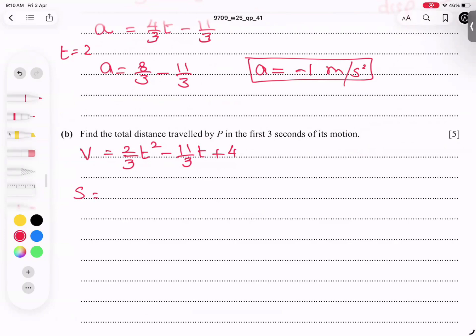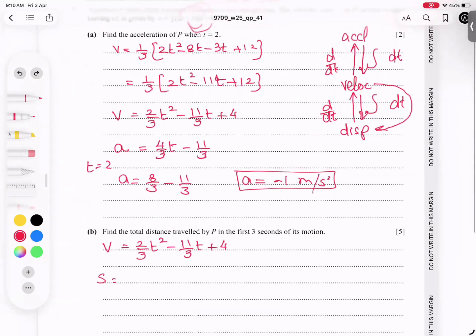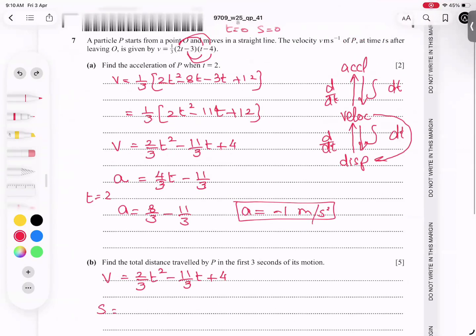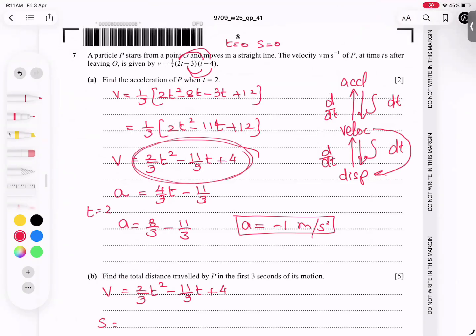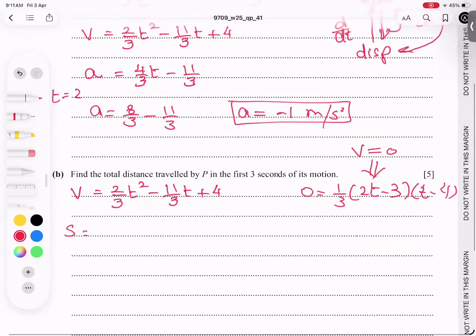But the very important part is this: whenever this condition comes, where total distance is asked, we have to check whether the particle stops somewhere or not. And how do we know that the particle stops? I will plug in velocity 0. If you plug in velocity 0 here, you have to factorize, which is a lot of work to be done again. So it is better to use the factorized form, and I put velocity 0. So when I put velocity 0, 0 is equal to 1 over 3, (2t minus 3) times (2t minus 4).